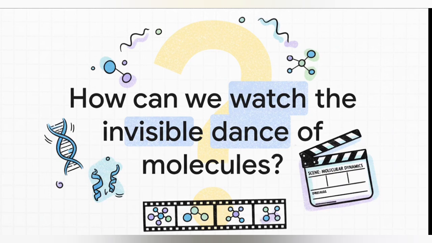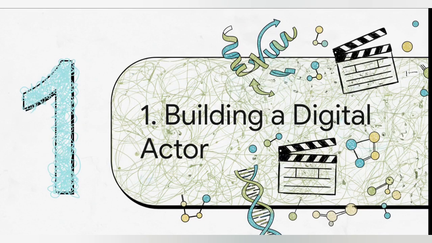But here's the real problem, right? Molecules are just unbelievably small, and their movements are blindingly fast. You can't just point a camera at them and hit record. So how in the world can we watch this intricate dance that literally drives all of biology? How do we see something like a new drug molecule find its target, or a protein fold itself into just the right shape? Well, the answer is pretty wild.